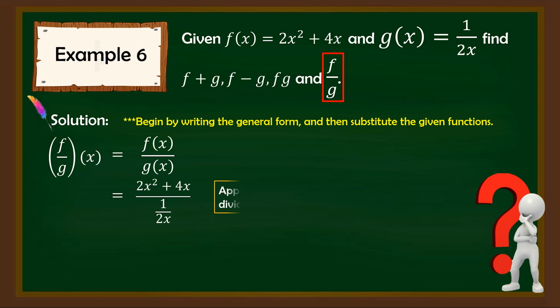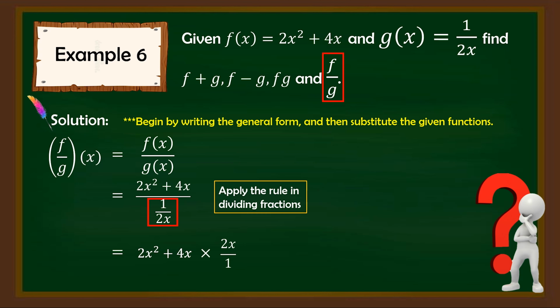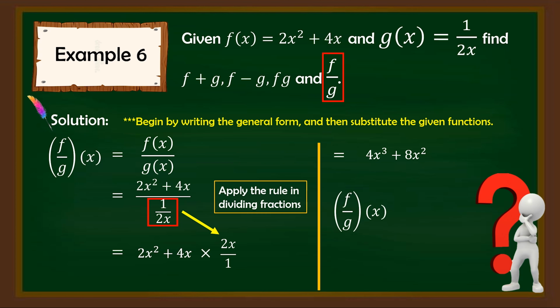To simplify this fraction, we will apply the rule in dividing fractions, which is we will get the reciprocal of the denominator and then change the operation from division to multiplication. By that, it yields to 2x squared plus 4x times 2x over 1, which is the reciprocal of 1 over 2x. Then simplify, which yields to 4x cubed plus 8x squared. Therefore, the function f over g of x is equal to 4x cubed plus 8x squared.